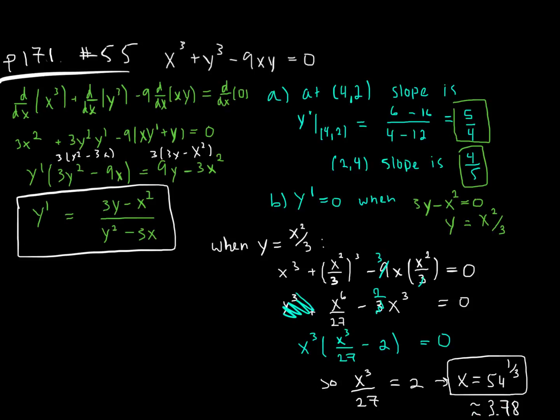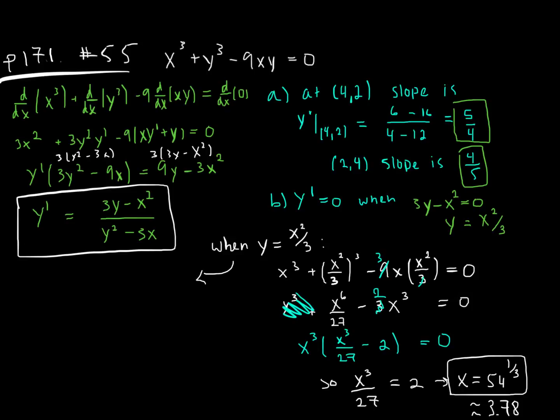Now the y-coordinate, how will I find that? Well, the y-coordinate is going to be equal to x squared over 3. So I'm going to take 54 to the 1/3 and square it. So that'll end up being 54 to the 2/3 over 3. And when I calculate that and approximate it, I'm going to get approximately 4.76.